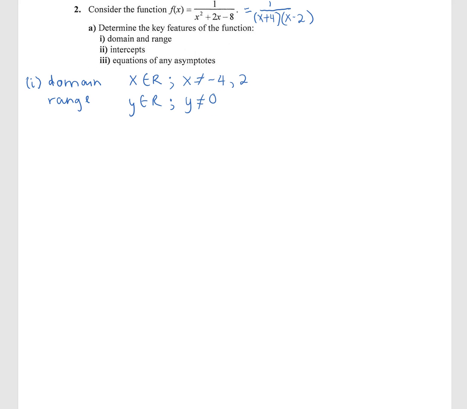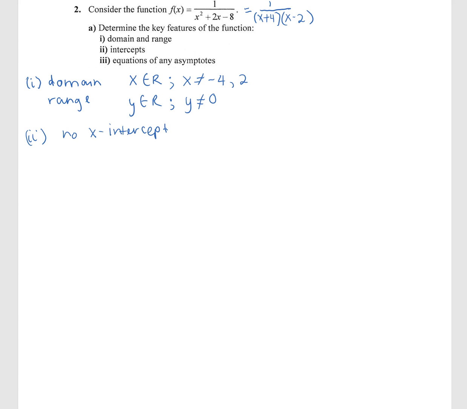Okay, so moving on to part 2, we're going to look at the intercepts. The x-intercept is where the function crosses the x-axis and y equals 0. We've just said that y cannot equal 0. So we have no x-intercept.